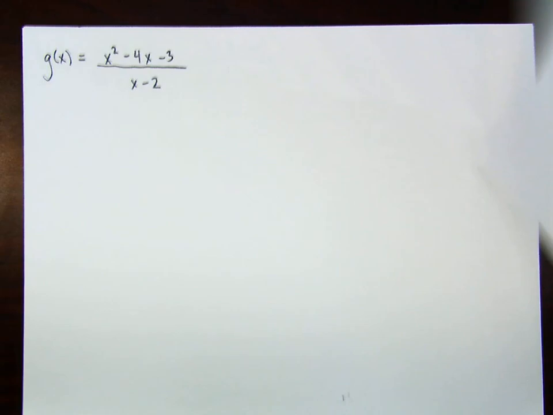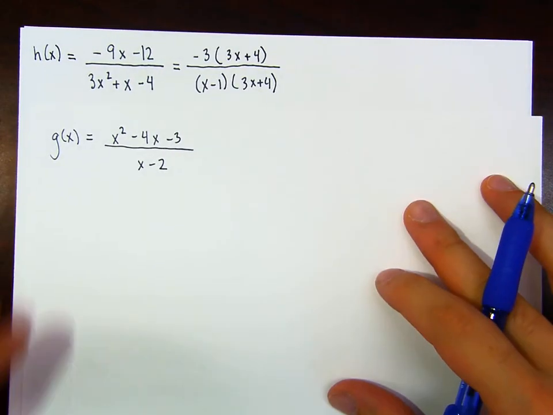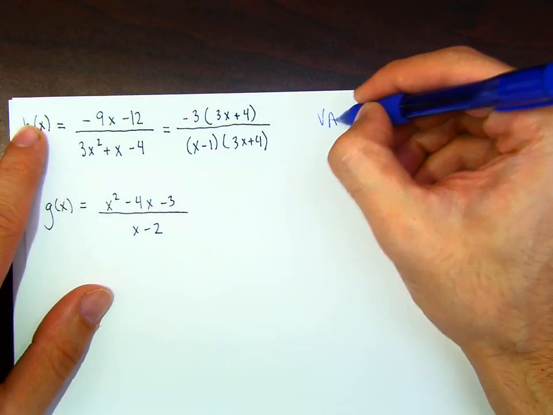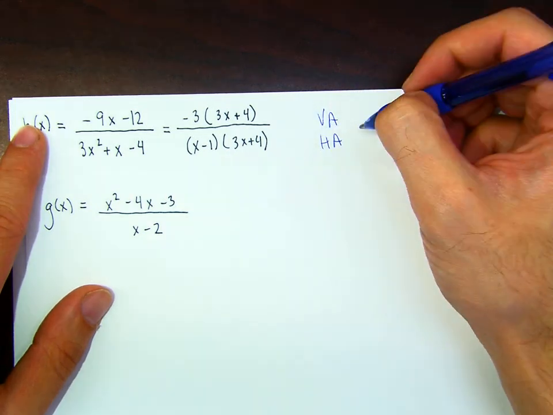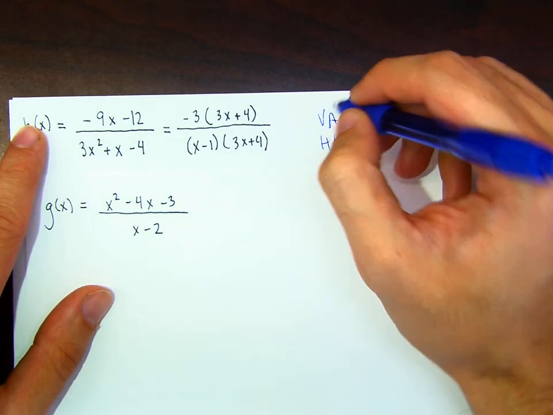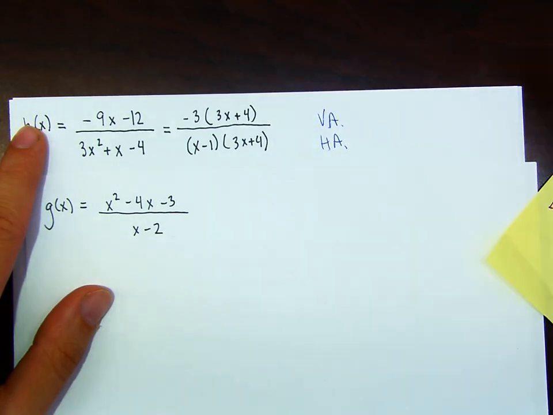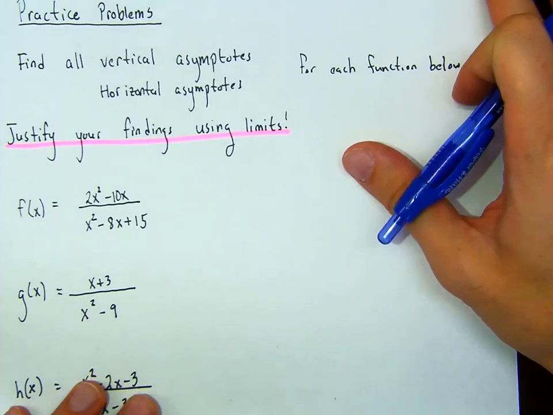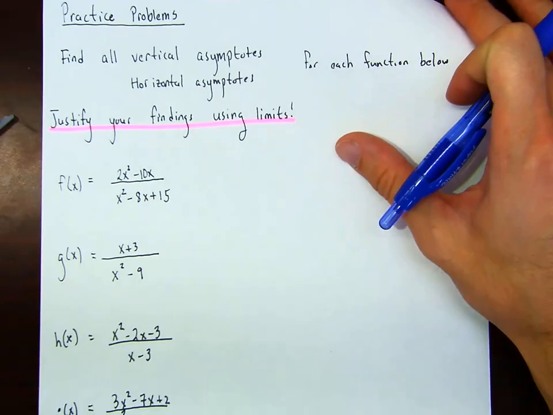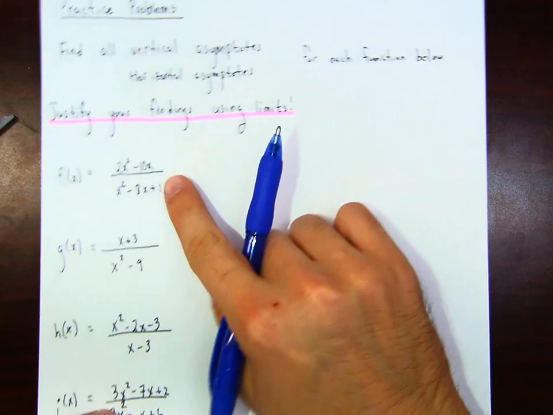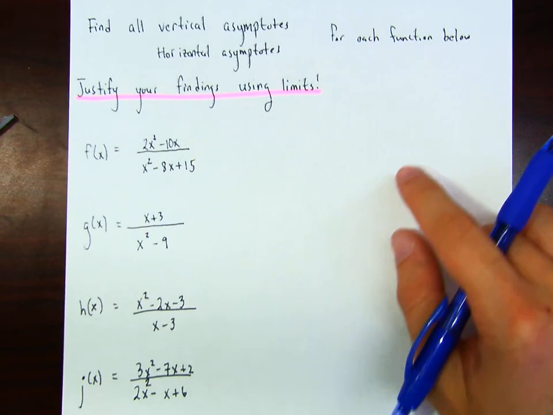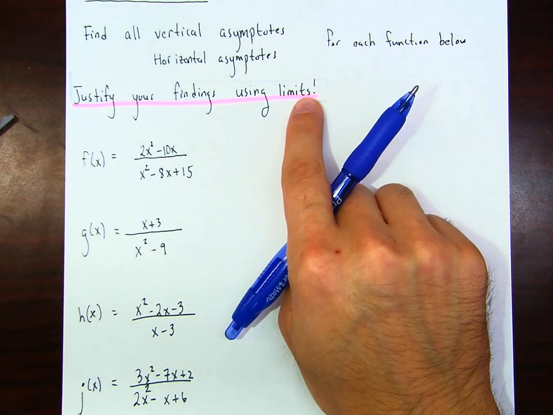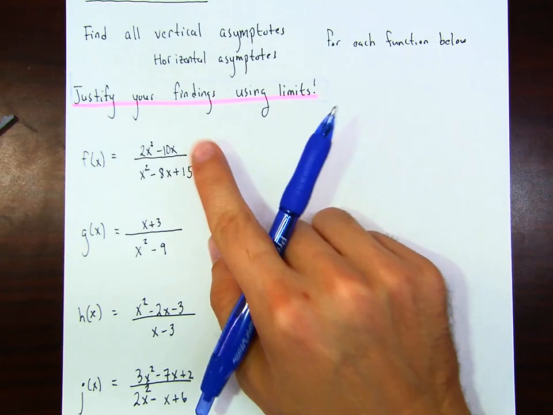What I want you to do is take these previous examples you've done before, g of x and h of x. You already found the vertical and the horizontal for each of these. But what I want you to do is show it doing the proper justification for each one of them. And what I also want you to do is try and practice this. And this will be your homework for tonight. Find all vertical and horizontal asymptotes for these functions and justify your findings using limits. You cannot justify with tricks. You have to show with limits.